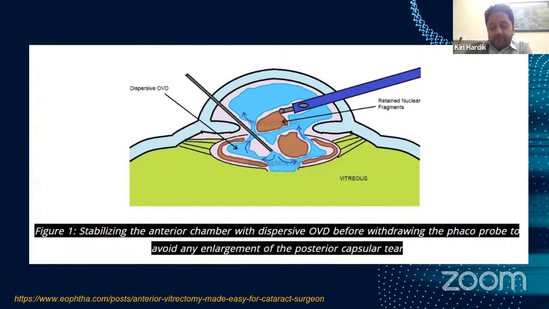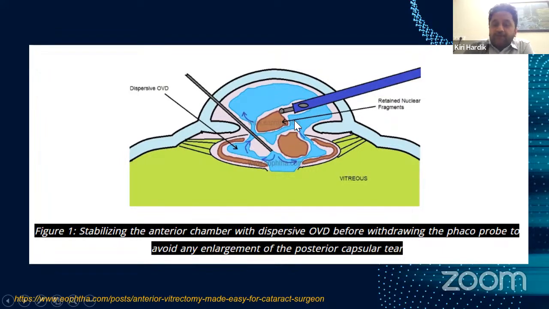Usually, depending upon the parameters which we have set and the machines, our bottle height will be around 80 to 110 centimeters. So ask your technician to decrease it to around 25 to 30 centimeters, gently put the viscoelastic, and then gradually remove the phaco tip.